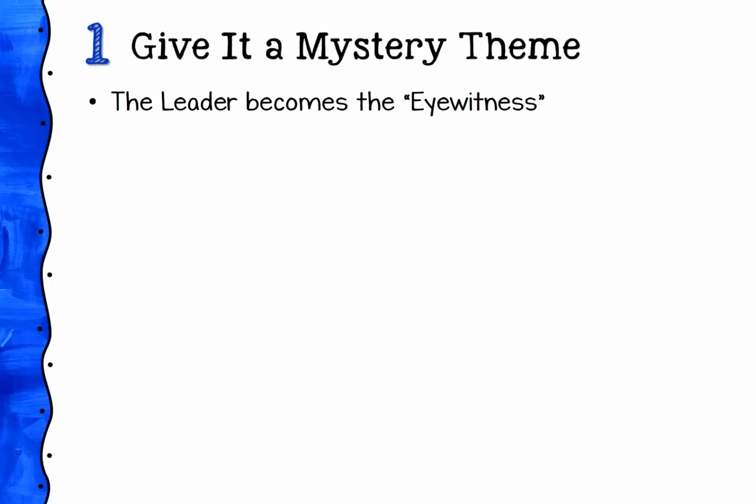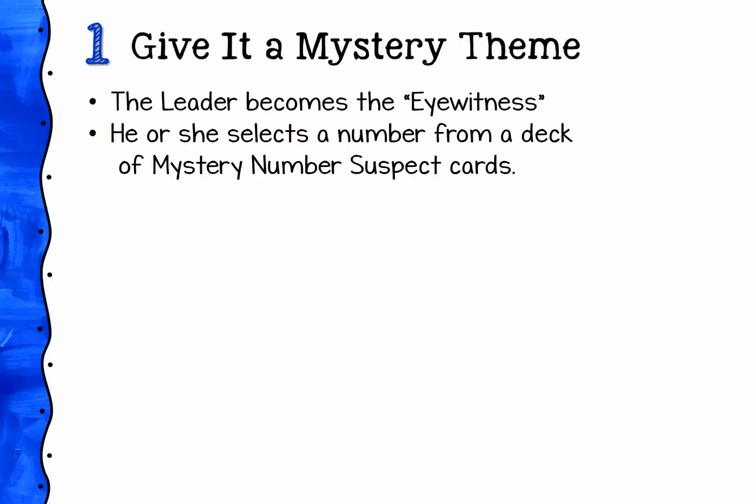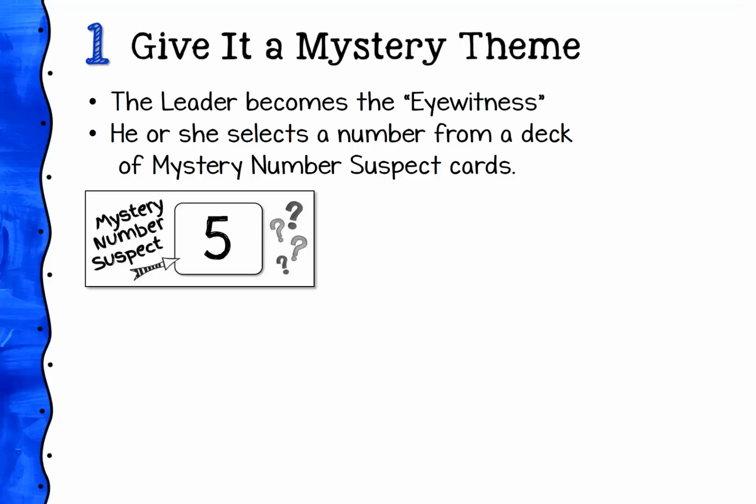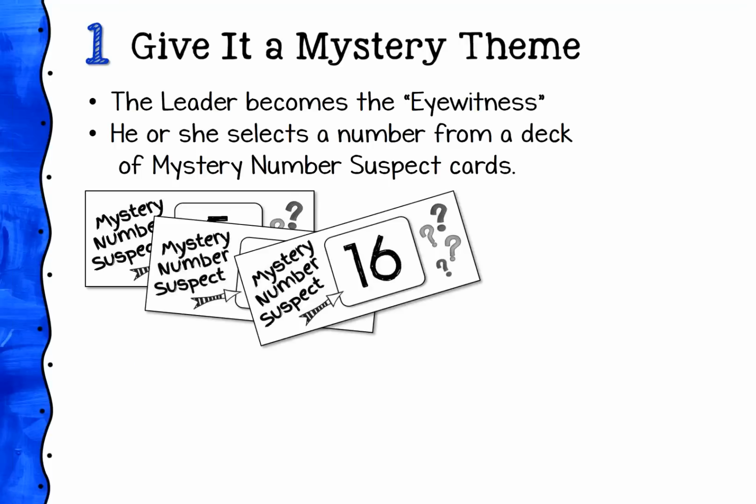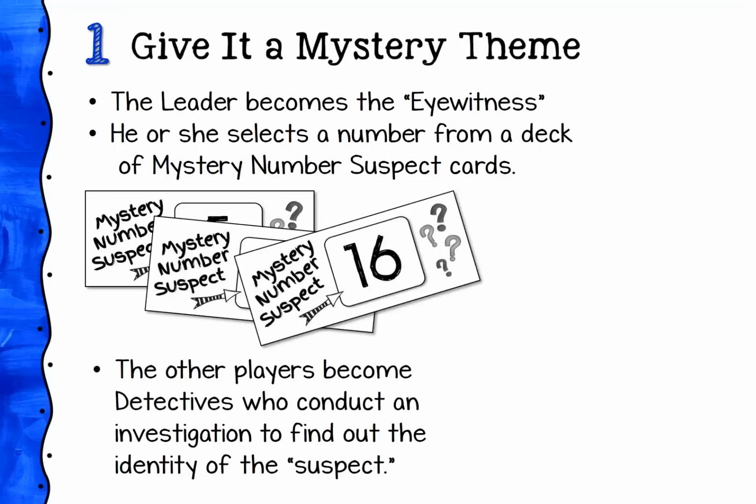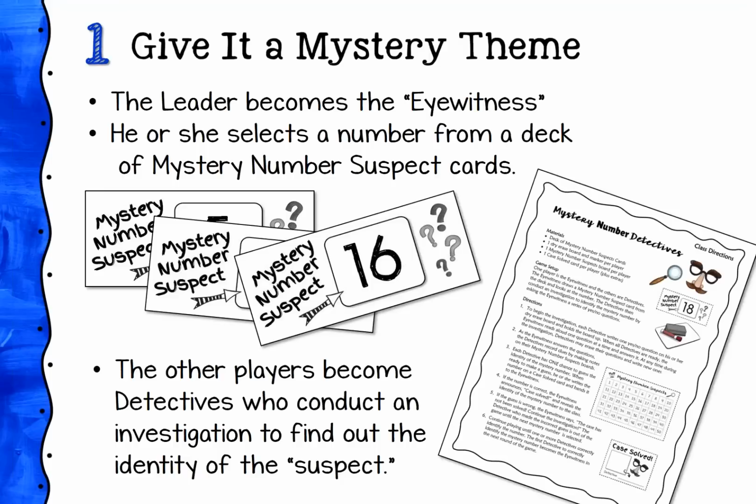So my variation of Guess My Number is called Mystery Number Detectives, and in this particular activity the leader is not just a leader, they're the eyewitness, and they select a number from a deck of mystery number suspect cards that I made to go with the activity because it's easier to draw out a number. So these are some examples of numbers. And then the other players become detectives who conduct an investigation to find out the identity of the suspect. And so I have directions to go with that.